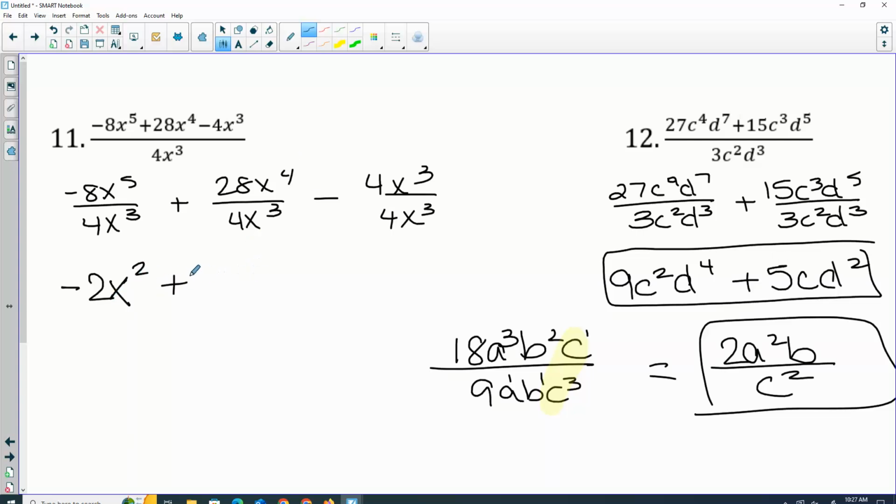Bailey, 28 divided by 4? 7. You have 4 x's on top, 3 on the bottom, so you're left with? 1. And Kale, if you divide anything by itself, what does that become?